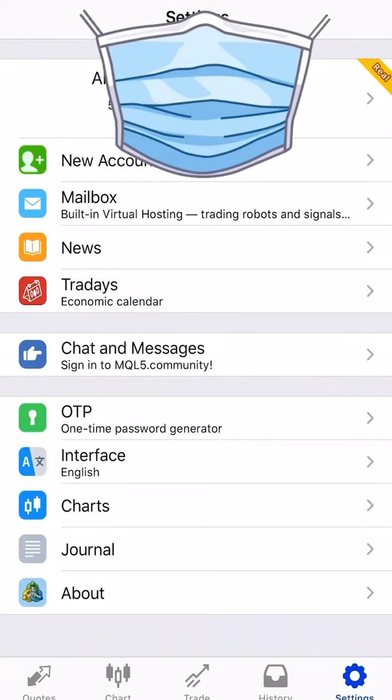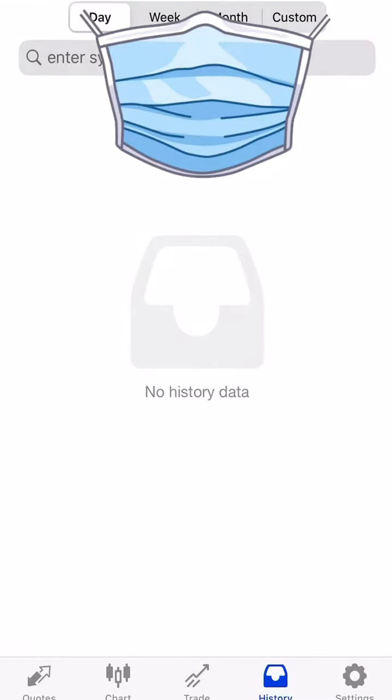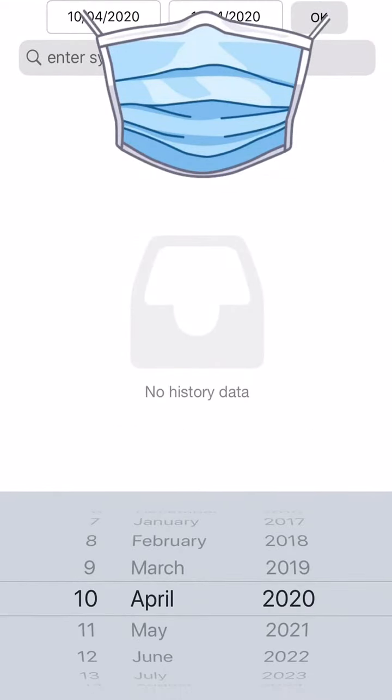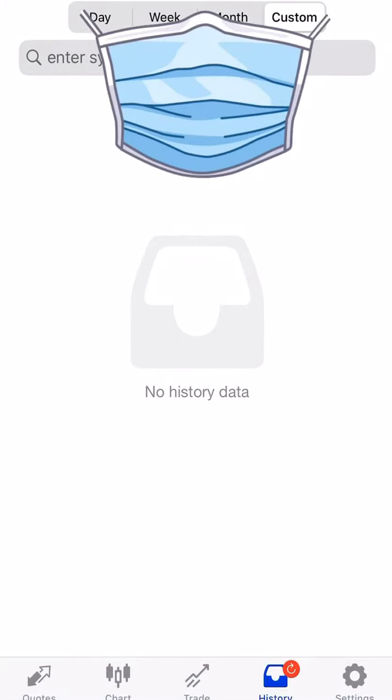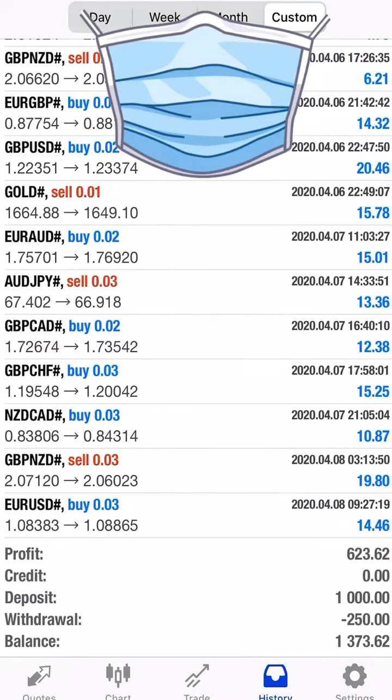Hope everyone is okay. Today I'm going to show you one of my client accounts. As you can see, this is the real money account. So let's see the history of this account. As you can see, he deposited about $1,000 and he has already withdrawn $250.